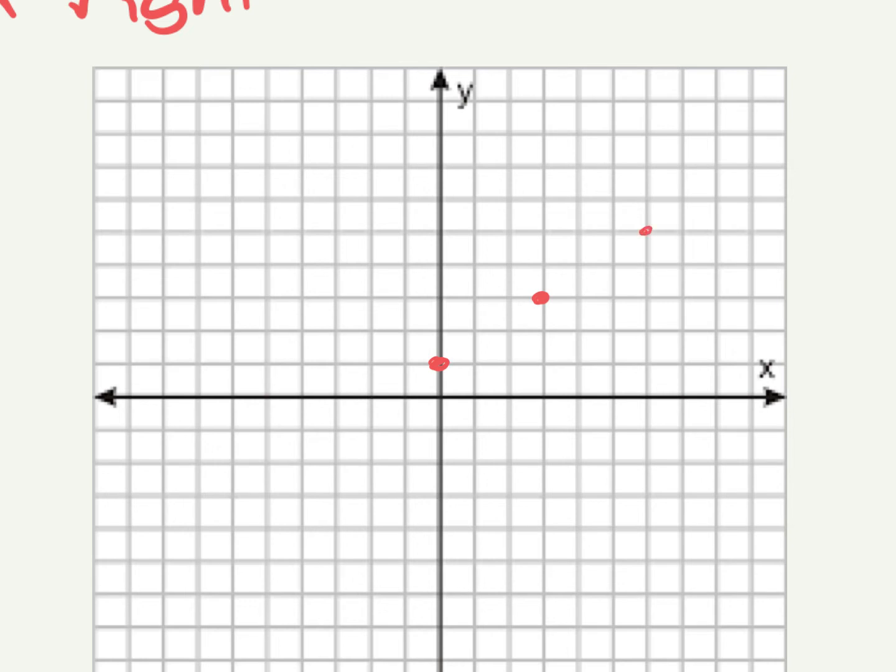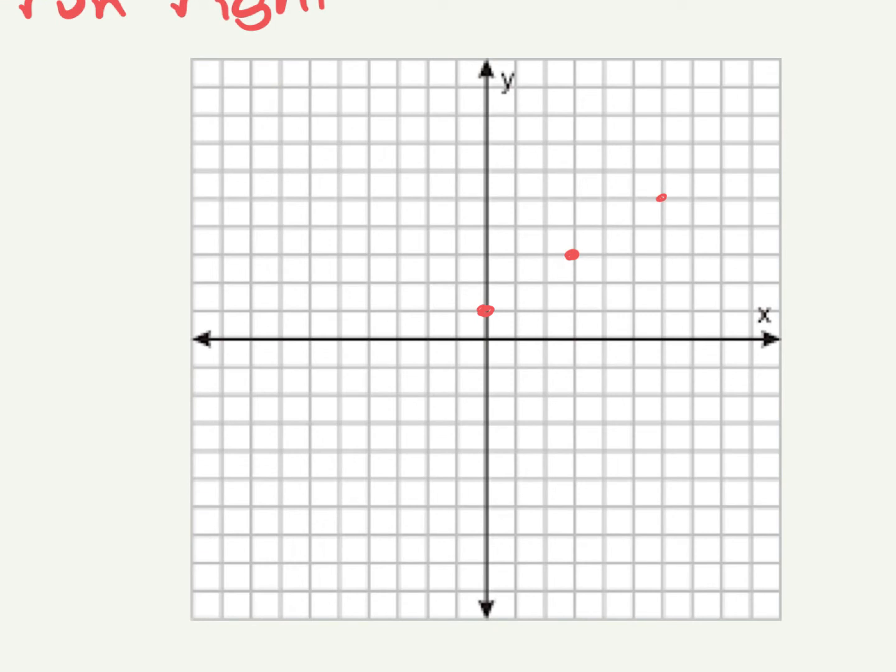You guys are in Notability. You can just hold down your stylus and make a nice, pretty straight line. I am not in Notability, so let me go ahead and try to draw as straight as I can. And this is number 1. Let's go to number 2.